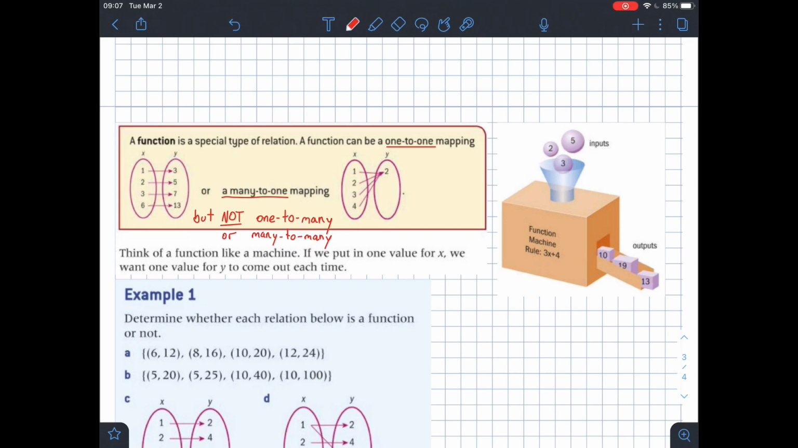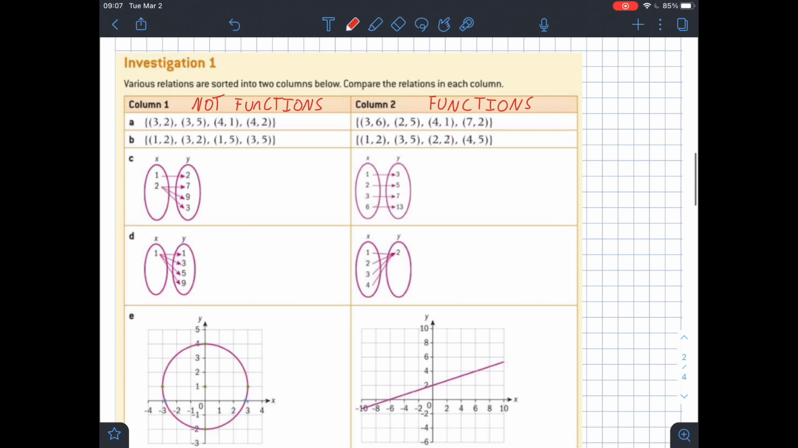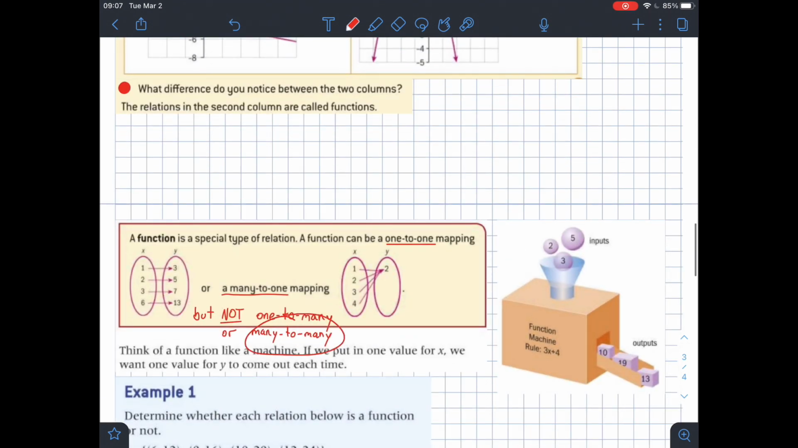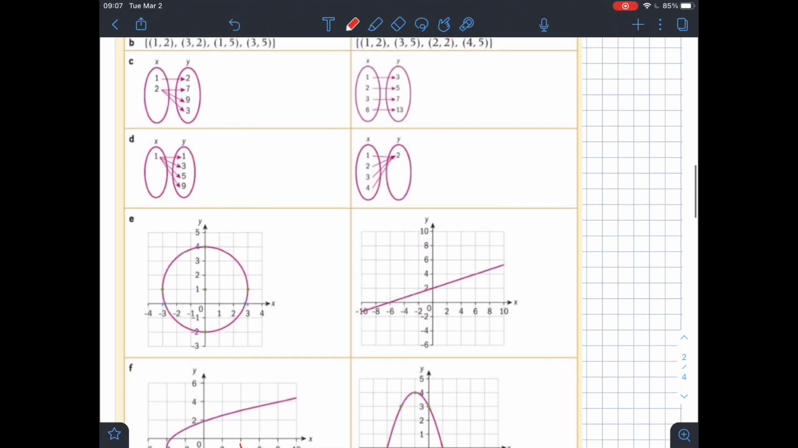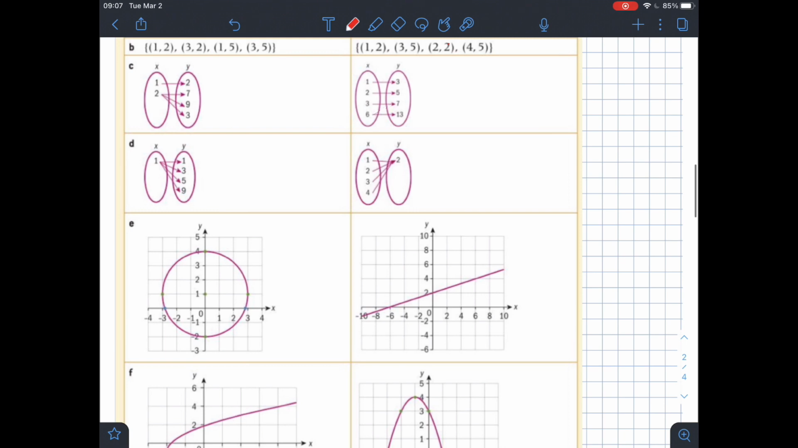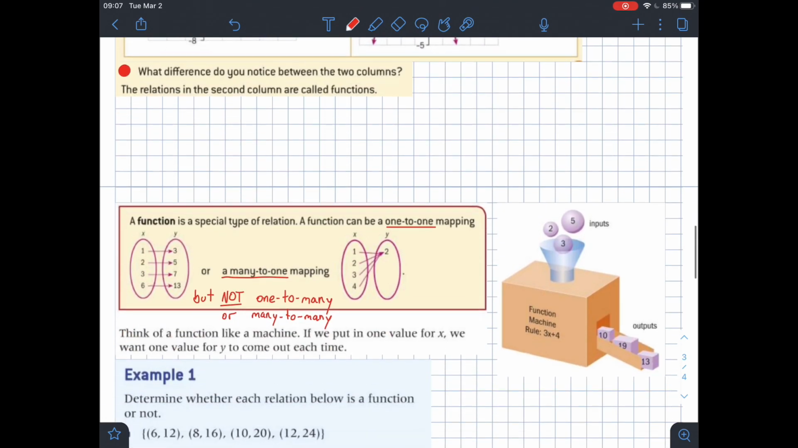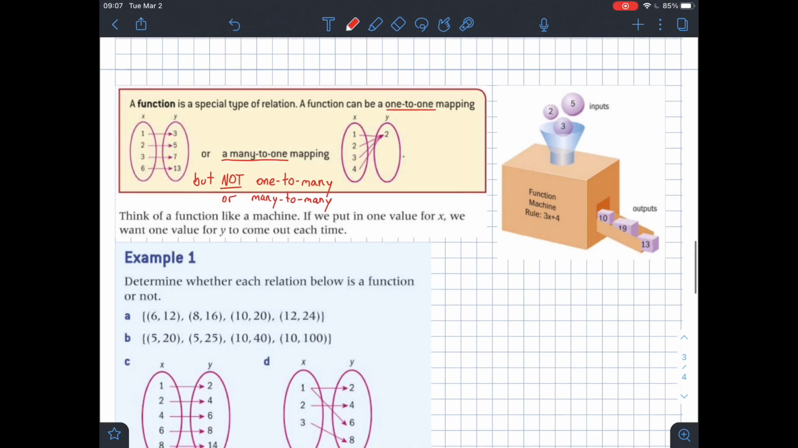They are not functions when we have a one-to-many situation, which for example is this one over here, or a many-to-many, which I don't think we have here. No, a many-to-many would be that, for example, if this one over here also took this value here and this value here, so it's a many-to-many relation, right? So that is not considered a function as well.